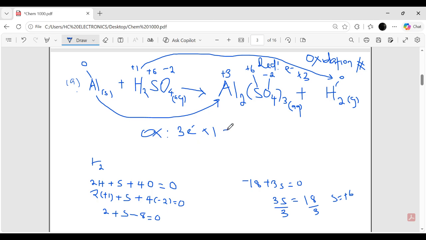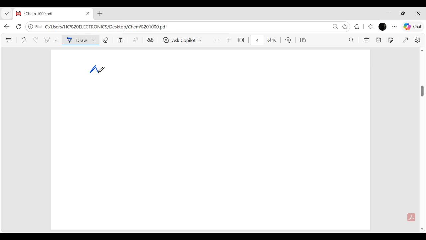So as a result, here it will be 3e, and on top there it's going to be equal to 3e. Now when you multiply the 3 with the electrons, it will also affect the atoms or the compounds which are here. The 3 will also multiply with everything that is here, and also here. So that tells us that we're going to have aluminium.